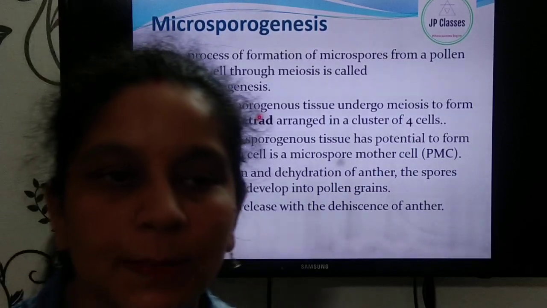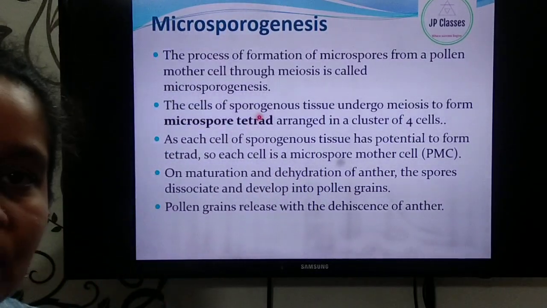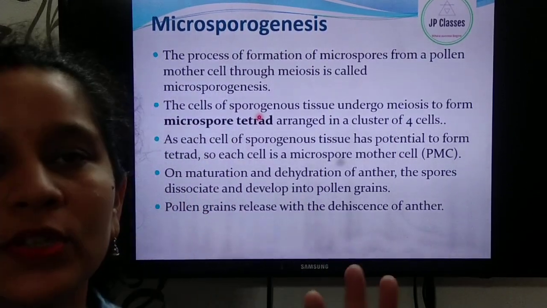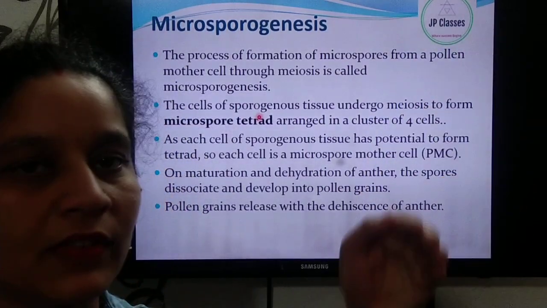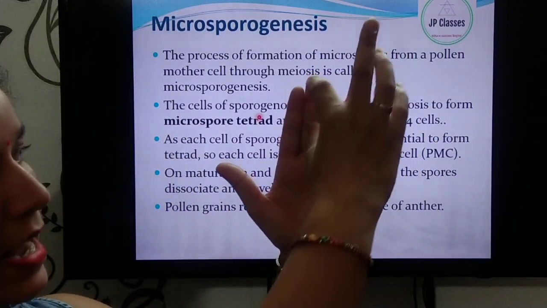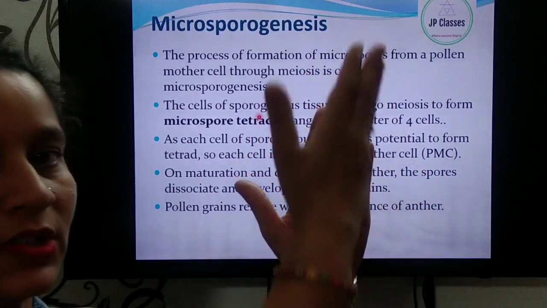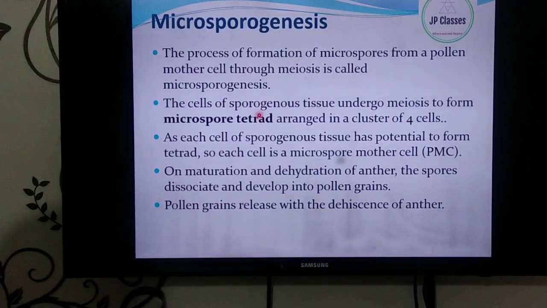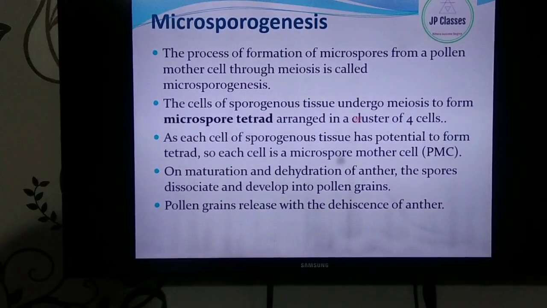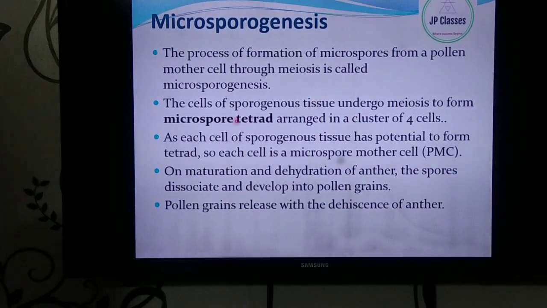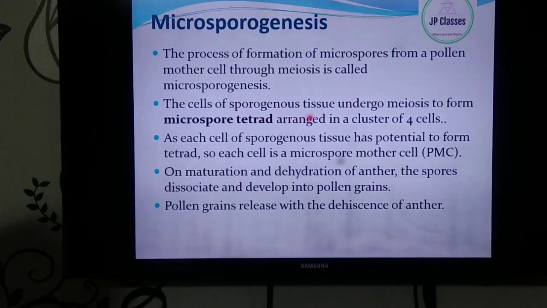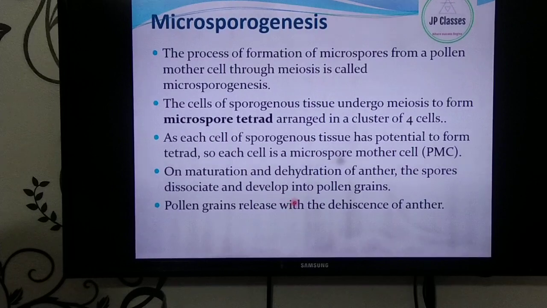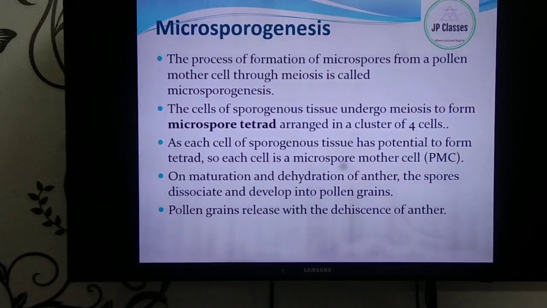What is tetrad? आप सबको पता है जो meiosis है वो 2 parts में divided है, meiosis first and meiosis second। तो total जो result होता है meiosis का वो 4 haploid cells बनते हैं, और वो एक linear way में एक के बाद, जैसे ये है मेरा हाथ है, 1 cell 2 cell 3 cell 4 cell, तो ये चारों linear form में होते हैं, इसे हम tetrad बोलते हैं। तो क्या होगा, जो आपके sporogenous tissues हैं वो क्या करेंगी? Meiosis करेंगी और 4 आपके cells form करेंगी जिसे हम microspore tetrad बोलते हैं, which are arranged in a cluster of 4 cells. Now as each cell of the sporogenous tissue has a potential to form tetrad.